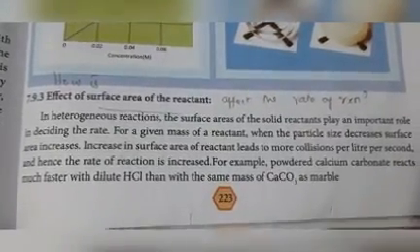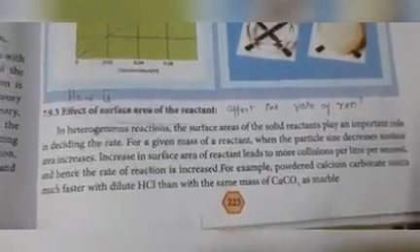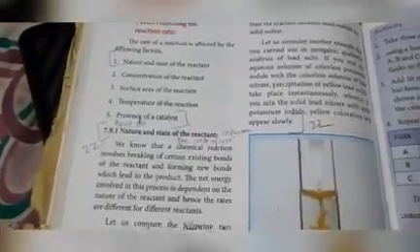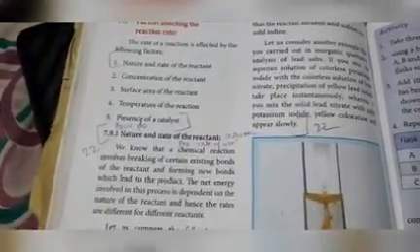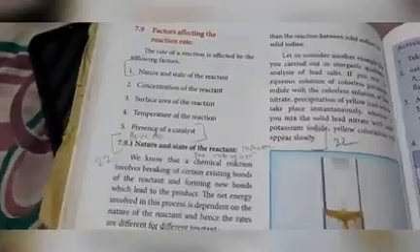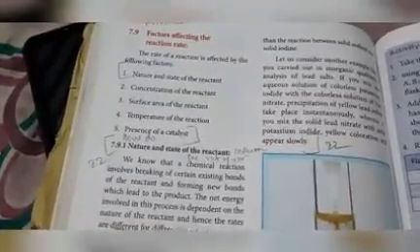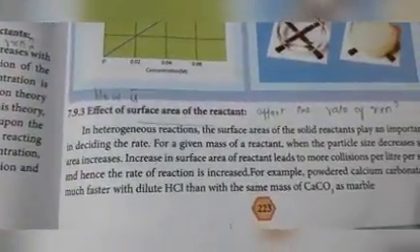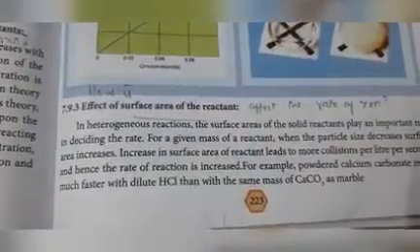Good morning, students. Last class we finished the nature and state of the reactant, the concentration of the reactant, and the third one, surface area of the reactant. Sorry, only two were finished. This class we are going to start with surface area of the reactant. How does the surface area of the reactant affect the rate of the reaction?